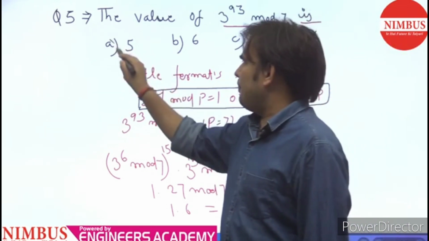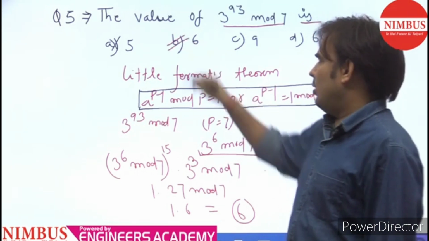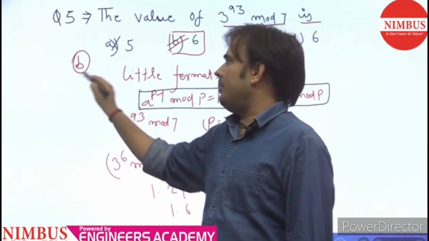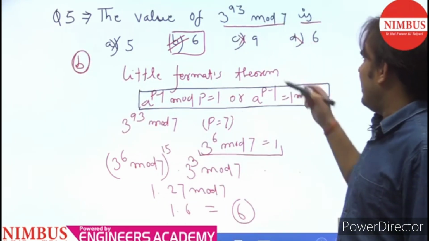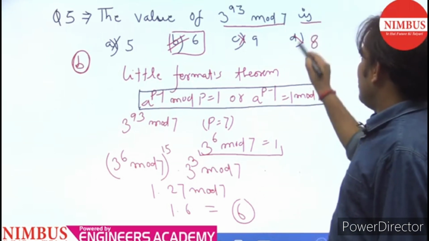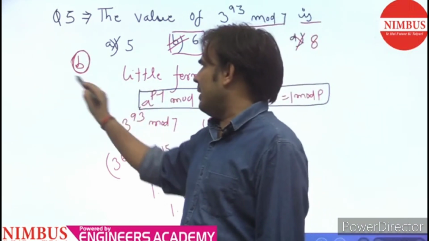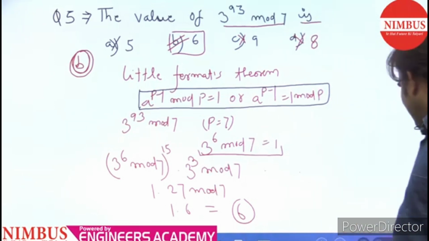So 5, no. 6, yes, the answer we are getting is 6, so which option is correct here? Option B is correct. C, no. D is 6... here 2 times 6, so you can change it to 8; 8 is also wrong. So option B is correct here, which means 6 is your final answer. Let's see the next question.